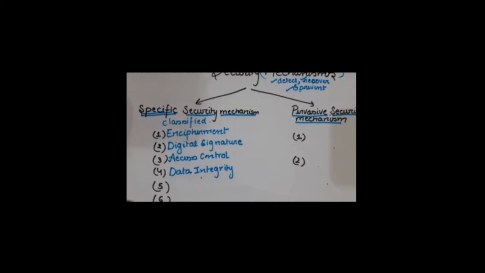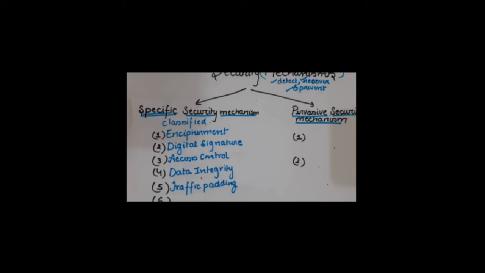Moving ahead to the fifth specific security mechanism. The fifth specific security mechanism is called traffic padding. Now, what do you mean by traffic padding? Traffic padding basically means inserting bits into gaps of data streams.